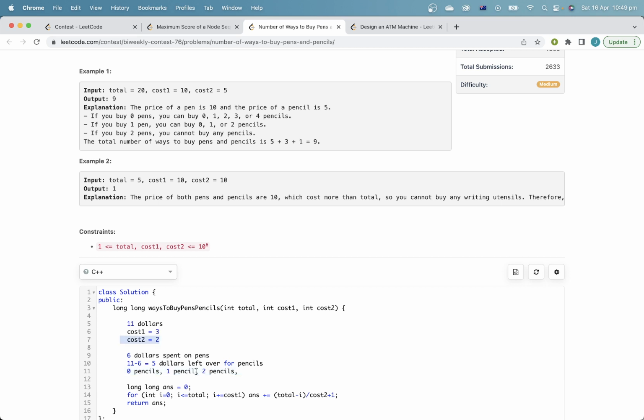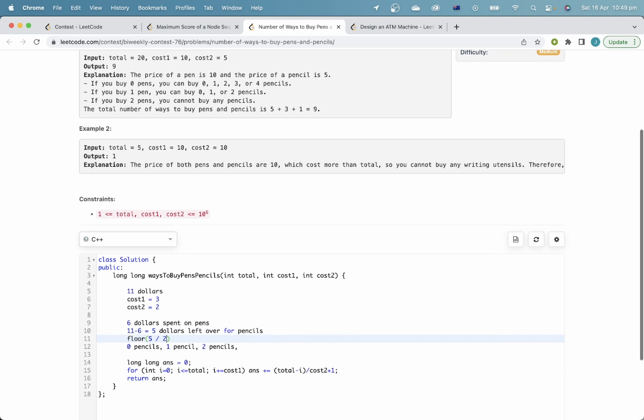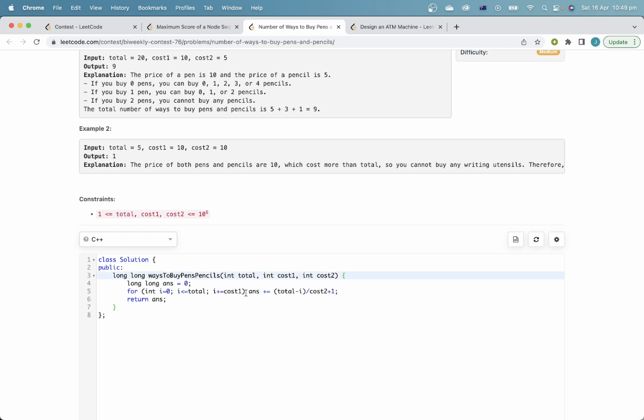So how do I find the maximum number of pencils I can buy? Well, the maximum number of pencils I can buy is just the floor of 5 divided by 2. That will give me this value of 2. And then the number of pencils I can buy is simply 1 more than this quotient, because I can buy 0 pencils as well. So for each amount of money I spent on pens, I work out the remaining money I have, divide that by the cost of a pencil, and then I add 1 for the 0. And yeah, since this loop only executes 10 to the 6 times, it's good enough.